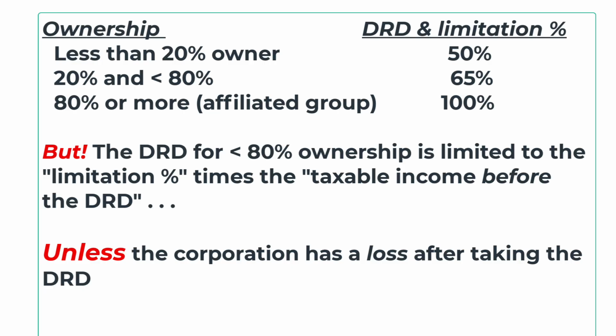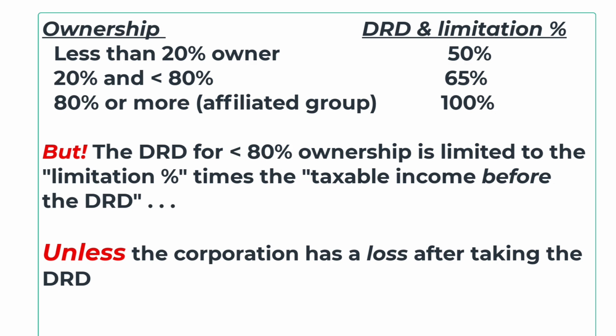We can summarize that here. If a corporation receives dividends from a corporation that it owns less than 20% of, the dividends received deduction and the limitation percentage is 50%. If it receives dividends from a corporation that it owns at least 20% but less than 80% of, the dividends received deduction and the limitation is 65%. If a corporation receives dividends from a corporation that it owns 80% or more, it's part of an affiliated group, and the dividends received deduction is 100% and there is no limitation.